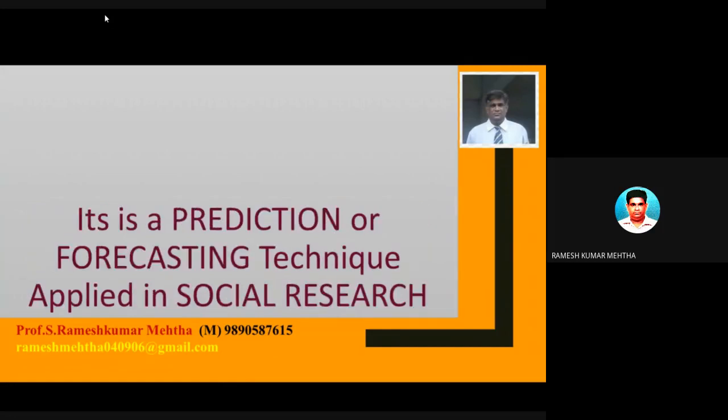Now regression or correlation. I will tell you about regression now. So there is a correlation which we spoke about. Now we are going to talk about regression. Regression is nothing but a prediction technique, or a forecasting technique, which is applied in social research. Okay, we will not go into the definition of social research because in the first semester we have studied it.